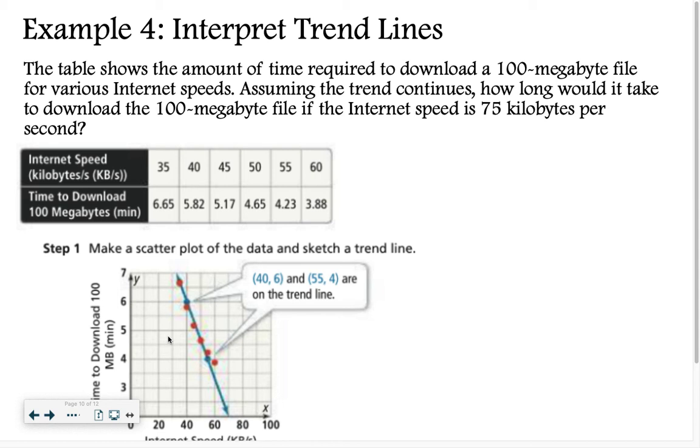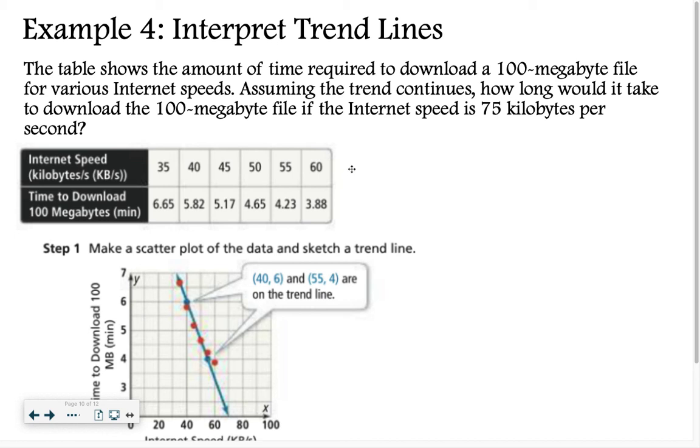So the table below shows the amount of time required to download a 100 megabyte file for various internet speeds. Assuming the trend continues, how long would it take to download the 100 megabyte file if the internet speed is 75 kilobytes per second? So you can see that we have our internet speeds 35, 40, 45, 50, 55, and 60. And you maybe noticed that what we're looking for, 75, isn't on this table. So that's going to happen a lot. A lot of businesses make graphs with trend lines to try to predict the future, try to predict outcomes.